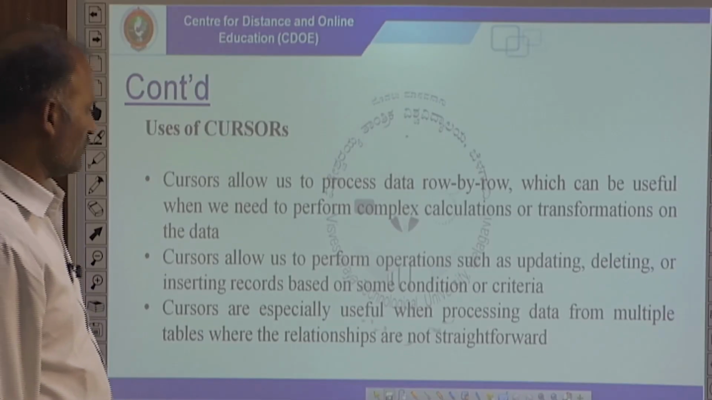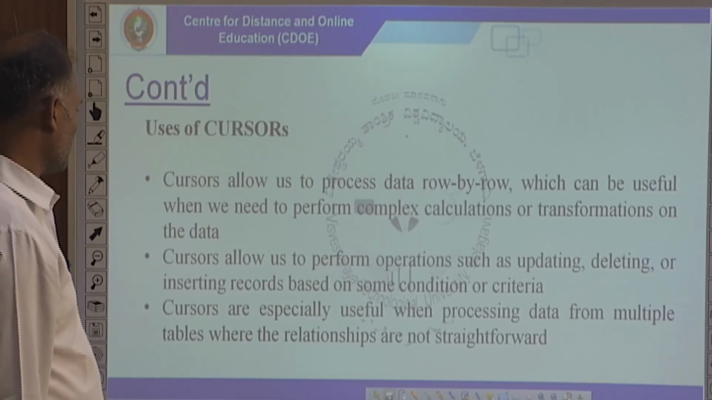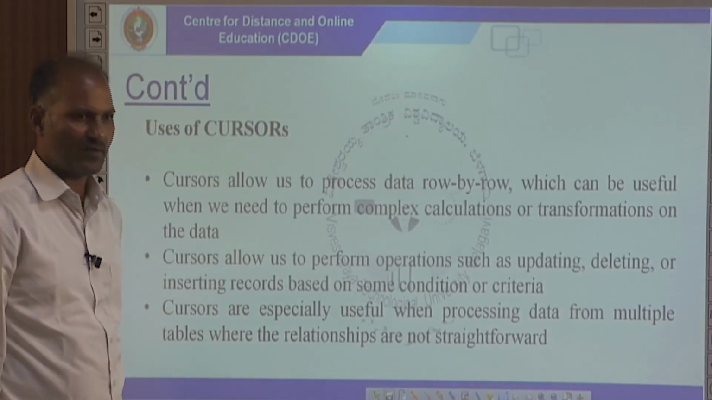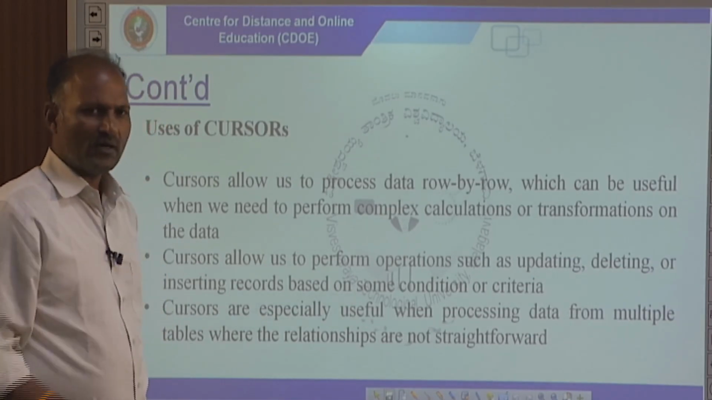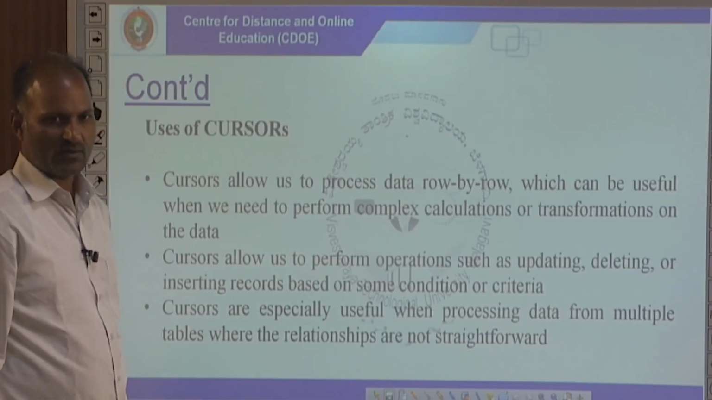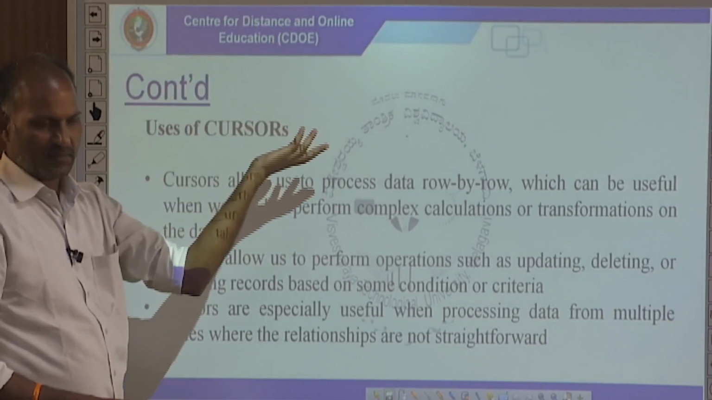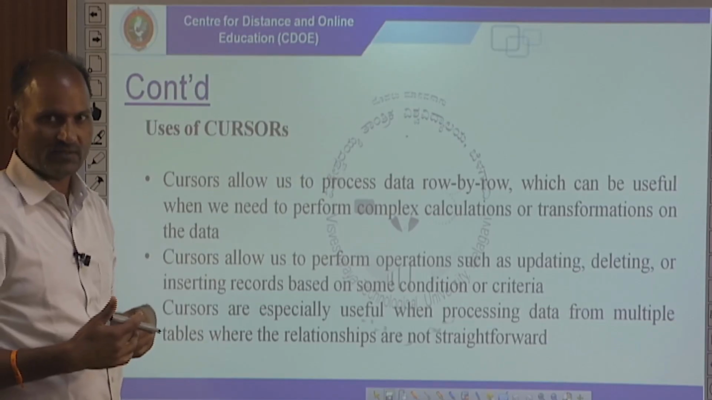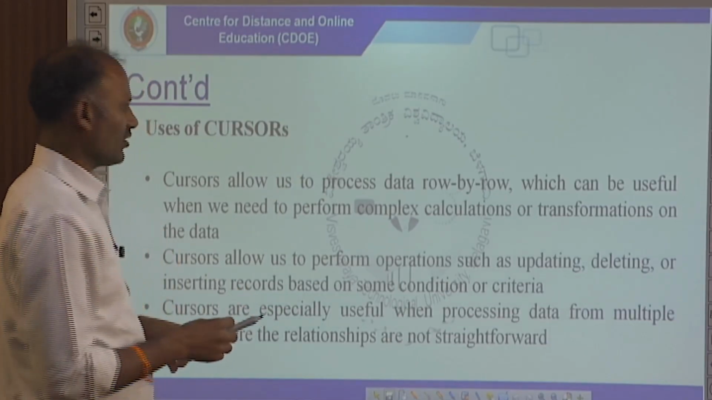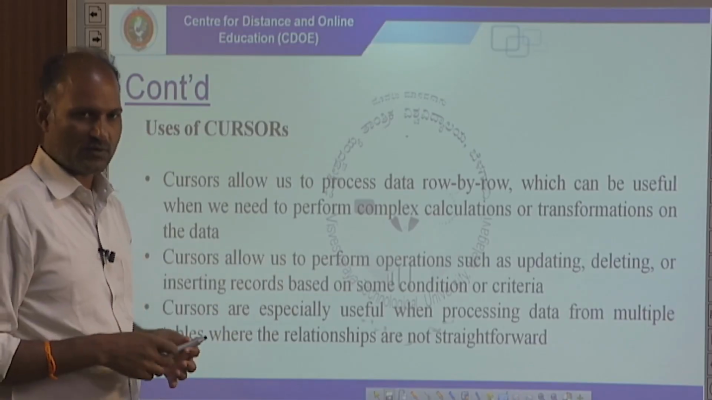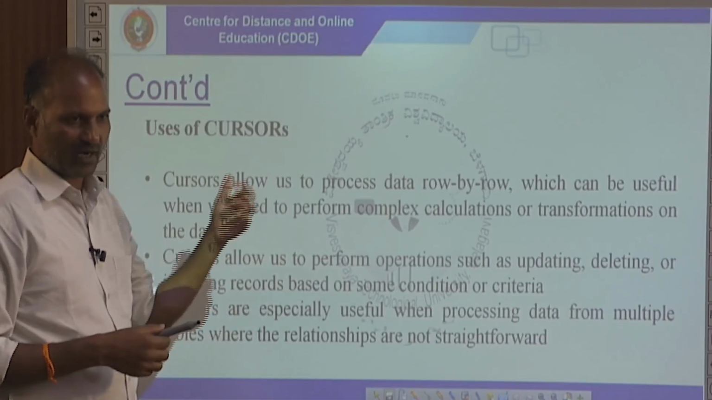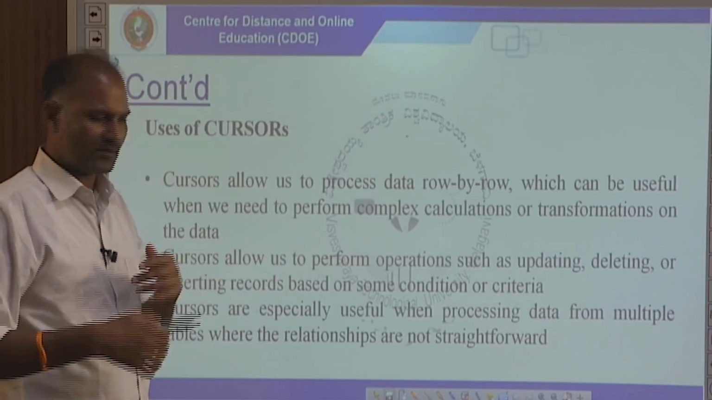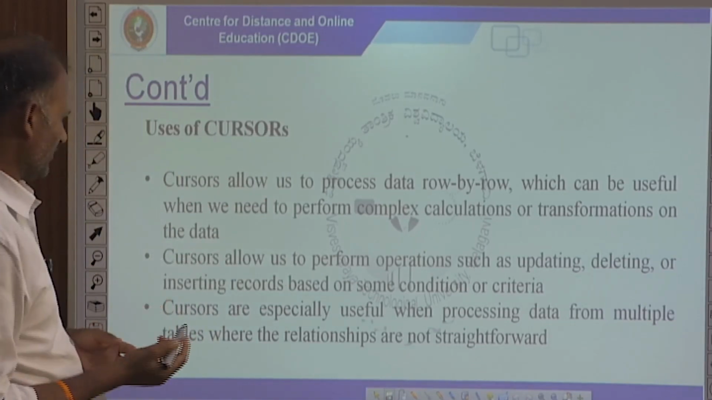Cursors are especially useful when processing data from multiple tables where the relations are not direct. There are some scenarios where no direct relation exists. So you have to get the data from one independent table and from another independent table, then perform the calculation. In such a case you cannot operate on a set of rows, but instead you get a single row from one table and another row from the other table, then perform the operation.